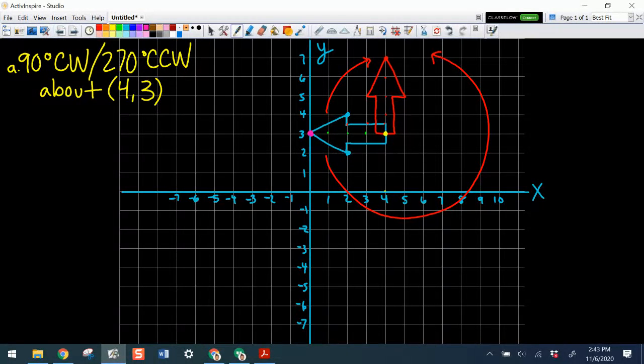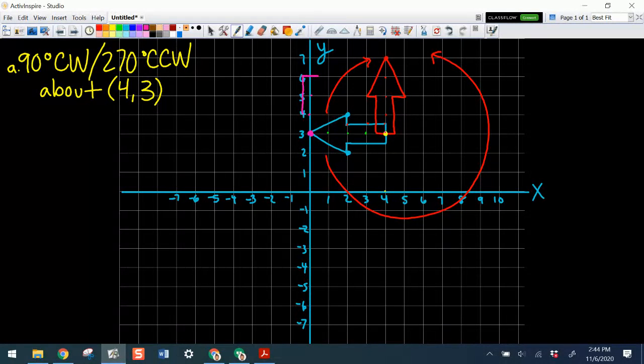So for item B, if they're suggesting that the tip of the arrow is still at (0, 3), but the arrow is pointing down, this has to be the center of our rotation. So if it's pointing down and we know the length of our arrow from the tip to the back end is 4 units, we're going to go 4 units up. And so this is now going to be the back end of my arrow.